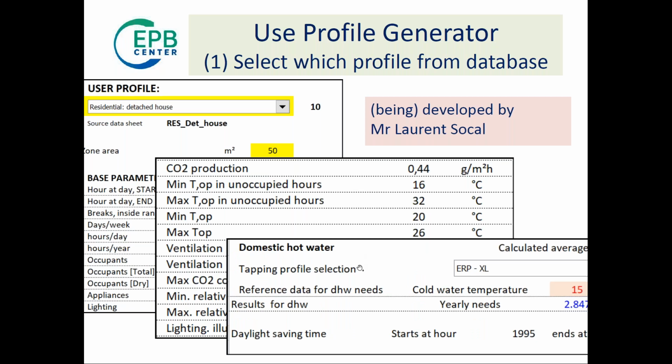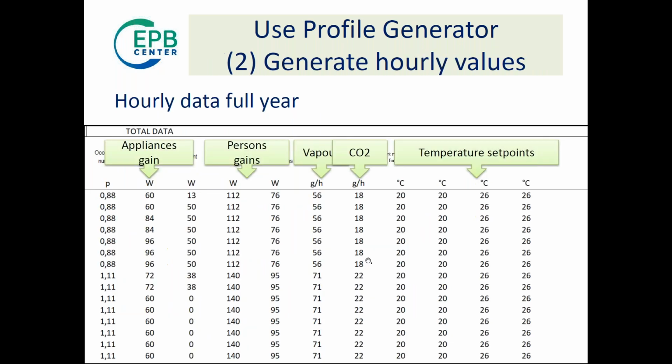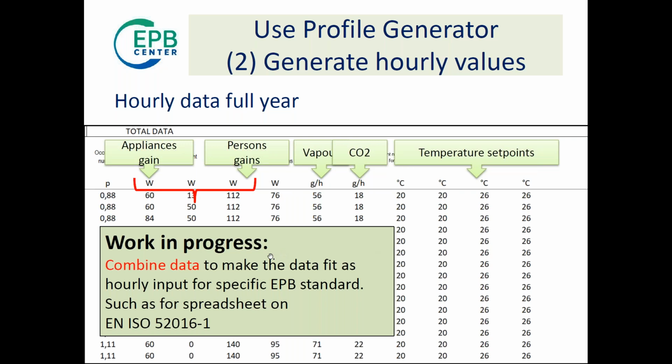But also domestic hot water, so the profiles and the temperature of the domestic hot water. And then you press the button to generate hourly values, and you get for the full year hourly values for the heat gain from appliances, persons, vapor, CO2, temperature set points, etc. And what is now a work in progress is to combine these data, for instance, the heat gains from appliances and from persons. You can combine that into total internal heat gains to make these data fit as an hourly input for a specific EPB standard, for instance, the EN ISO 52016 Part 1. And then you have a very flexible way to have the hourly use profiles in that standard.